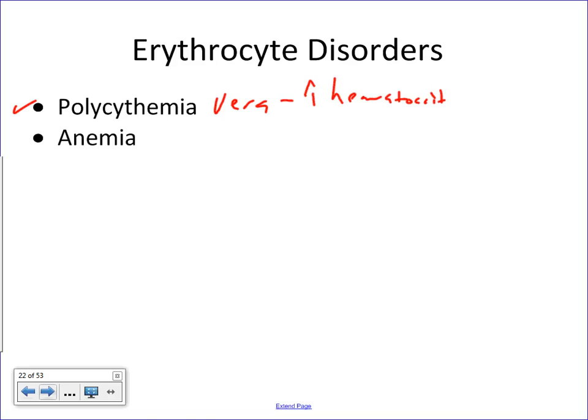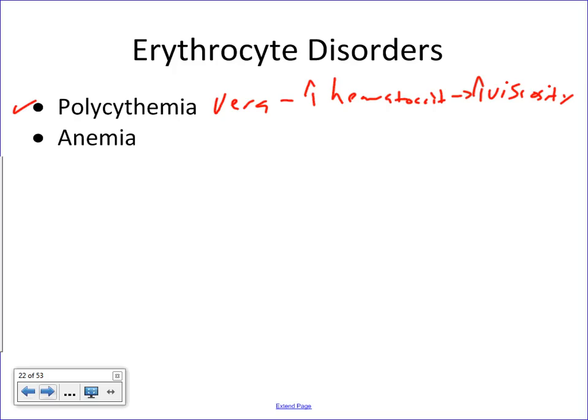Okay, dramatically increased hematocrit, which basically increases their viscosity. Okay, which increases resistance to flow. I mean, we have some compensatory mechanisms to deal with this, but if we don't, then this is going to make the blood more thick. It's going to bring blood pressure up. It's just going to be a mess.